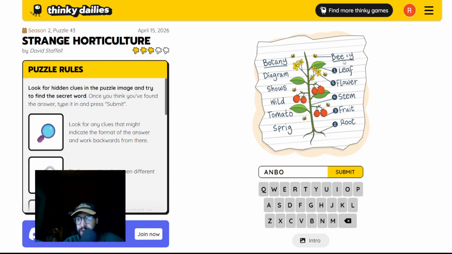So B is Y because there are 6 B's and there is a Y here in the 6th position. That means that N is whatever there is 5 of. And there are 5 flowers. Excellent. And then A is whatever there are 4 of, which is leaf.